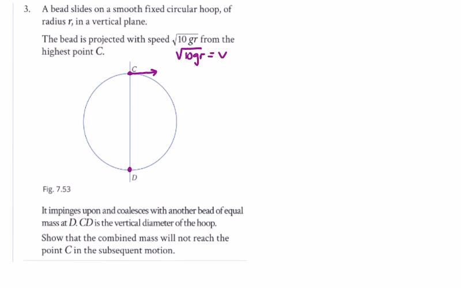It comes together with another bead. So we're going to have two masses combined at D and show the combined mass will not reach C. So we need the speed at which it leaves D. So let's have a look here.